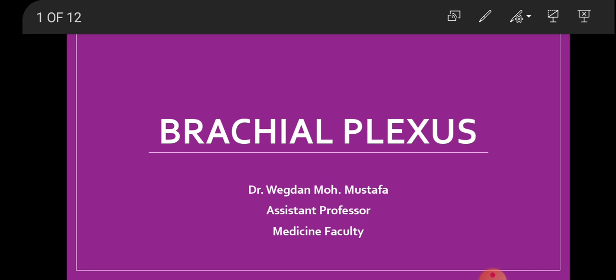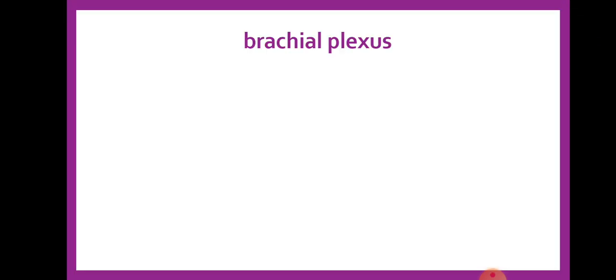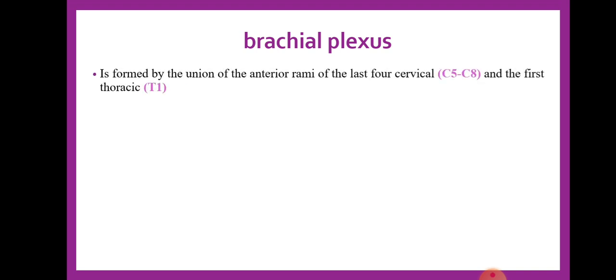Our topic today, brachial plexus. The brachial plexus is formed by the anterior rami of the last four cervical and first thoracic spinal nerves. That means it is formed by the anterior rami of 5 spinal nerves from C5 to T1.